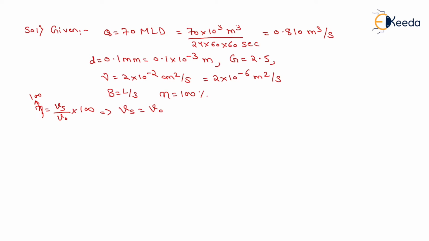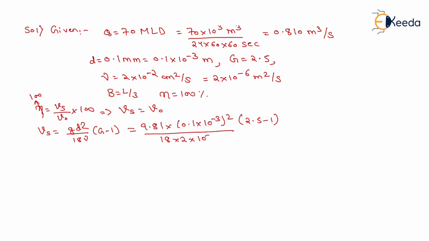Now we have all the data to calculate Vs, so we write Vs as g d square upon 18 nu into (G minus 1). Now g will be equal to 9.81, diameter is 0.1 into 10 to the power minus 3 meter whole square, into 2.5 minus 1, upon 18 into 2 into 10 to the power minus 6. So what will be the value of the settling velocity from here? It will be equal to 9.81 into (0.1 into 10 to the power minus 3) whole square into 1.5, divided by 18 divided by 2 divided by 10 to the power minus 6. It will be equal to 4.0875 into 10 to the power minus 3 meter per second. That will be the settling velocity.